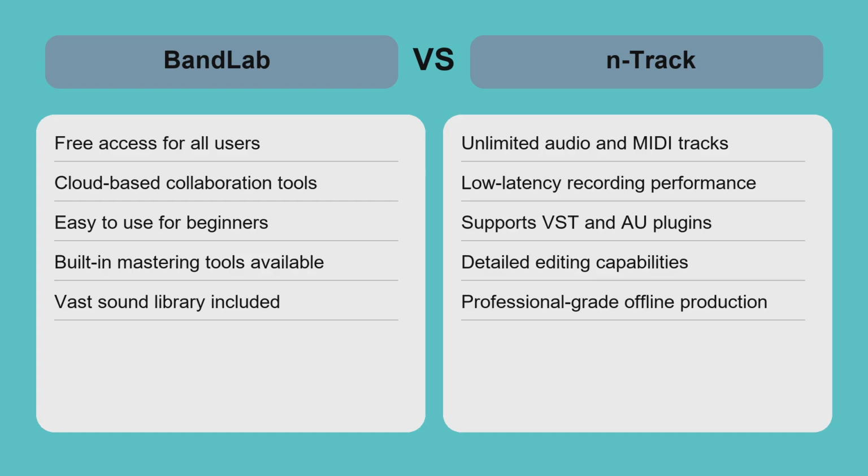n-Track offers a deeper feature set with professional-grade recording, editing, and plugin support, best suited for producers working solo or in a studio environment who need precise control and offline reliability. The trade-off comes down to accessibility versus power. BandLab shines in collaborative, internet-dependent setups, while n-Track delivers robust offline production capabilities with a steeper learning curve.